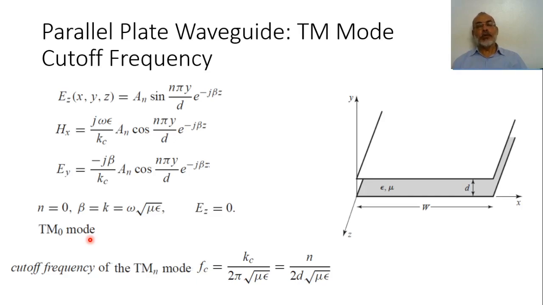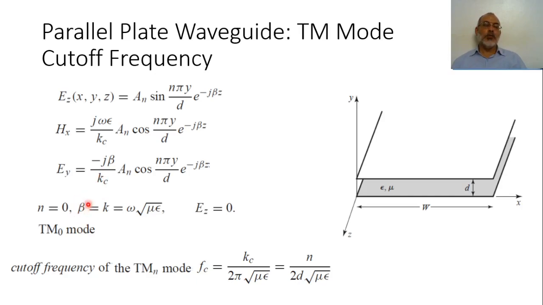the TEM mode, because we already have Hz equals 0. So in the TM0 mode, the longitudinal electric field Ez is also 0. So we have Ez equals 0 and Hz equals 0. So the dominant, or lowest order, TM mode in a parallel plate waveguide is the TM0 mode, which corresponds to the TEM mode. In this case, the value of kc equals 0.